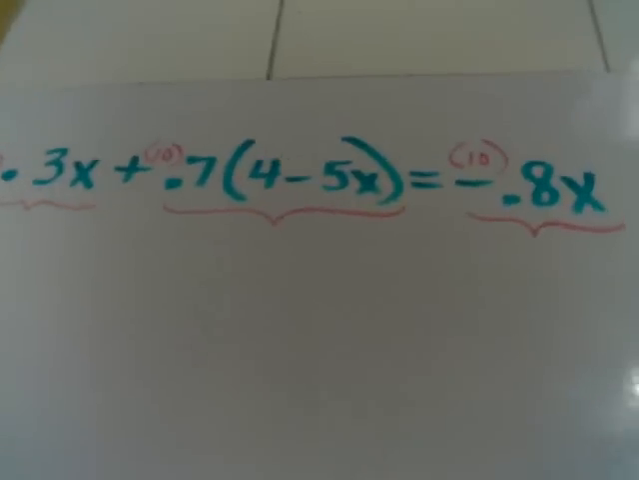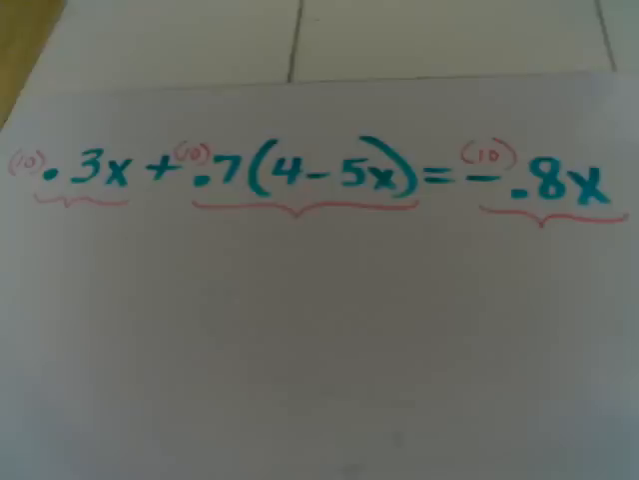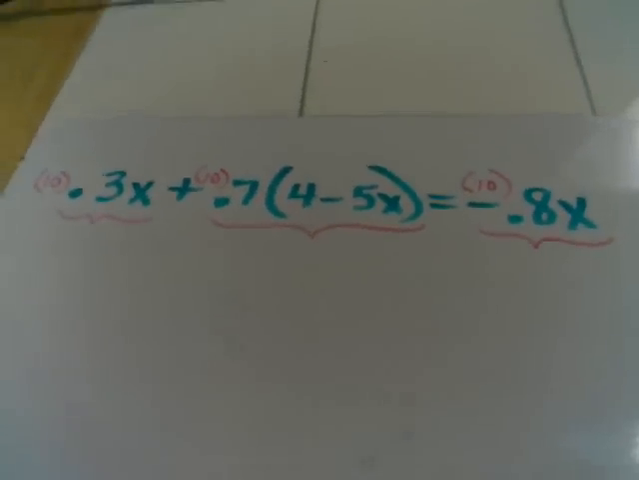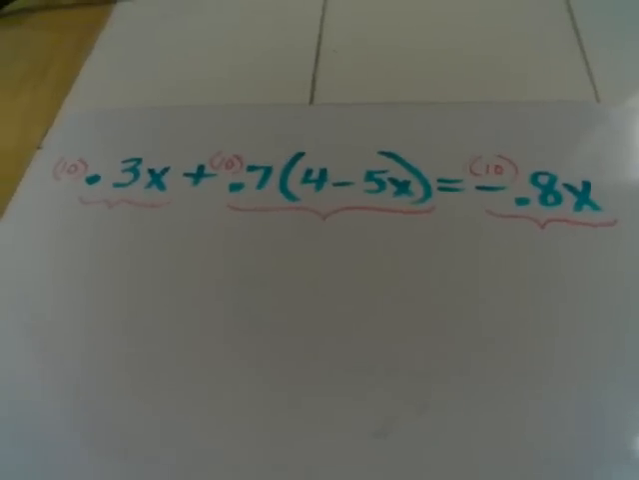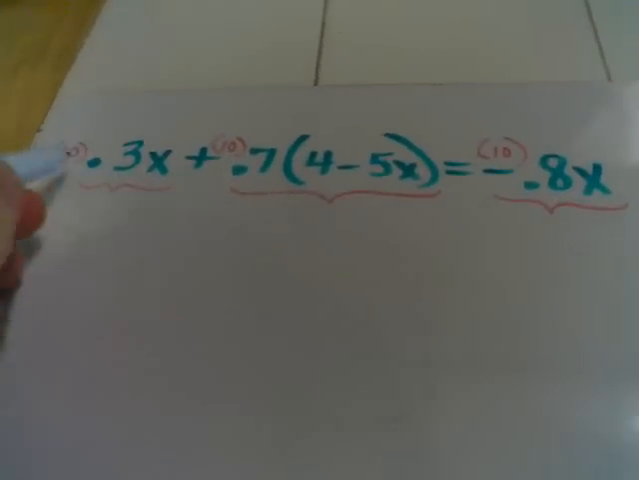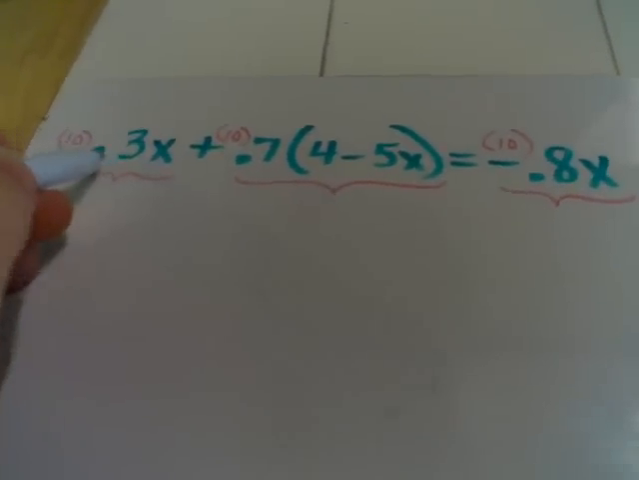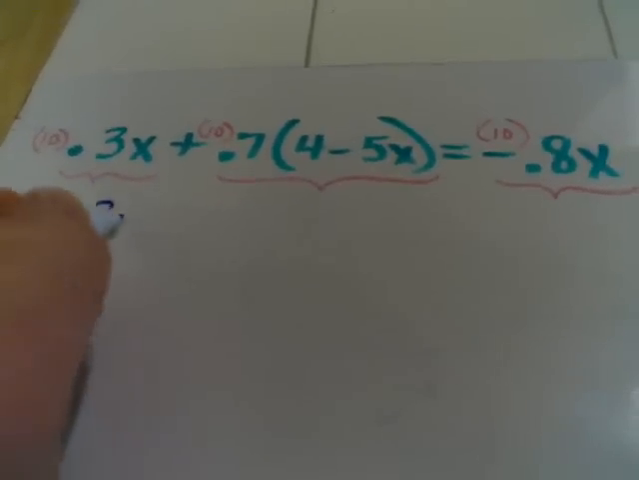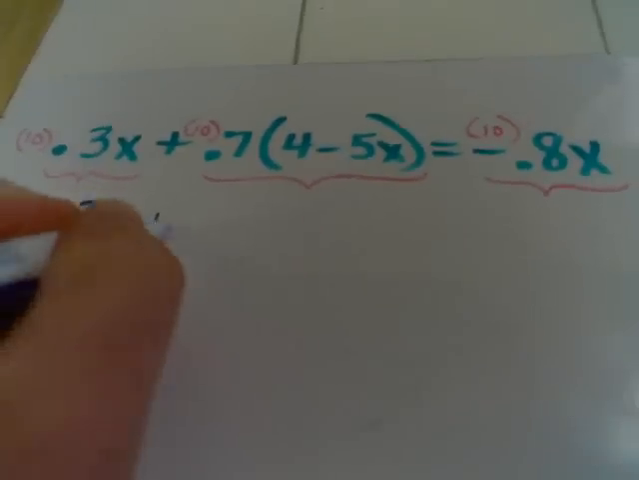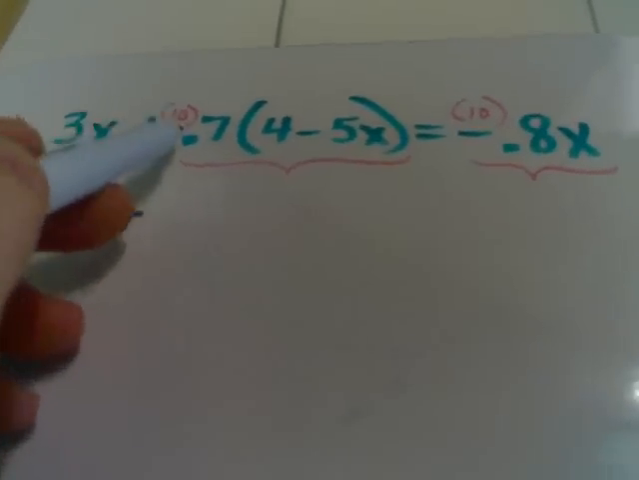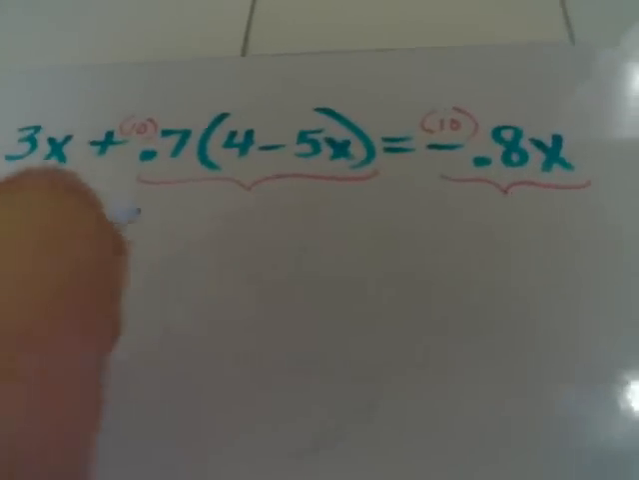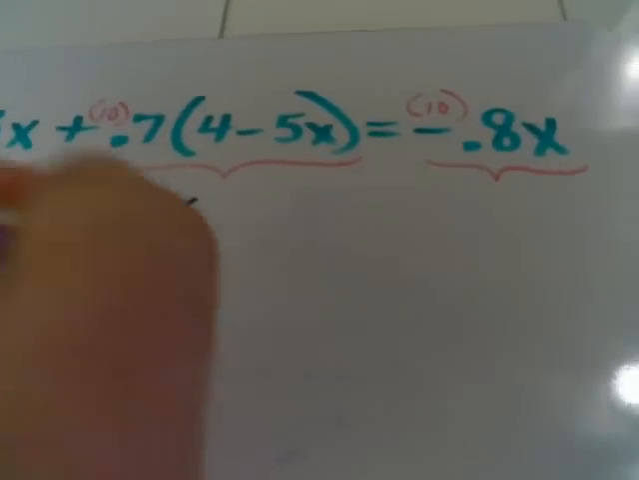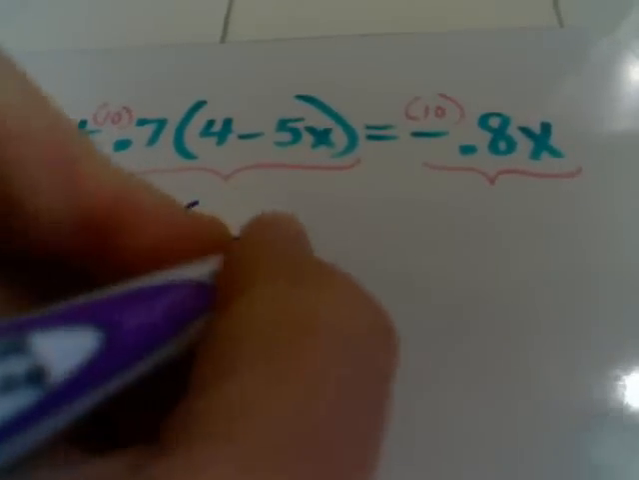Be careful because this is an equation, so remember what you do to one side of it, basically what you do to all the terms on the left, you have to do to all the terms on the right. 10 times 0.3 would become 3, and then of course we have our x, plus 10 times 0.7 becomes 7. In parens we have 4 minus 5x.